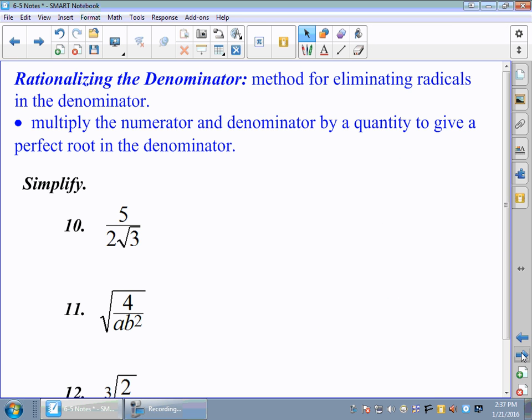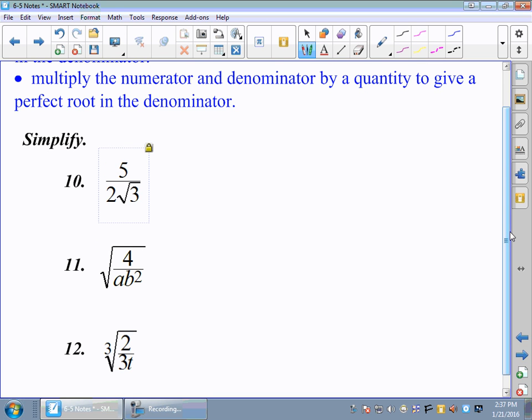Now we're going to learn how to rationalize the denominator. When we rationalize the denominator, we are actually making the denominator a rational number. When you have a radical in the denominator, like the square root of 3, it's irrational. So when you say we're rationalizing the denominator, we are making the denominator a rational number. So right now in number 10, we have a problem with the square root of 3. That's really the only problem.